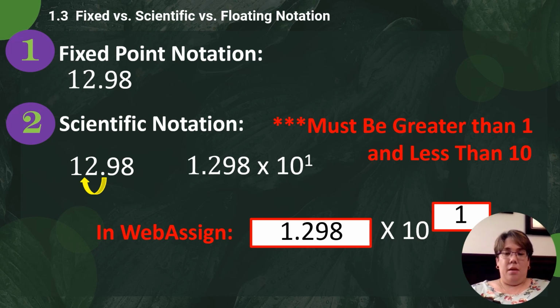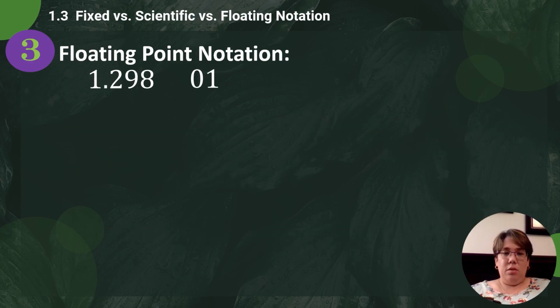All right, now we have one more notation to go over. The final notation is called floating point notation. Floating point notation is very similar to what I call calculator notation, because typically the only time you see this is on a calculator. Typically it's written kind of funny. And when you see it in WebAssign, it often is kind of tricky. You'll see it in WebAssign a lot of different ways.